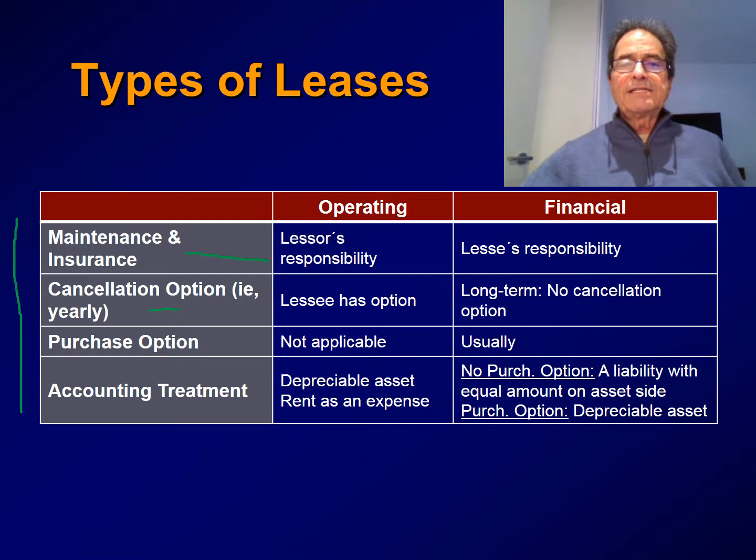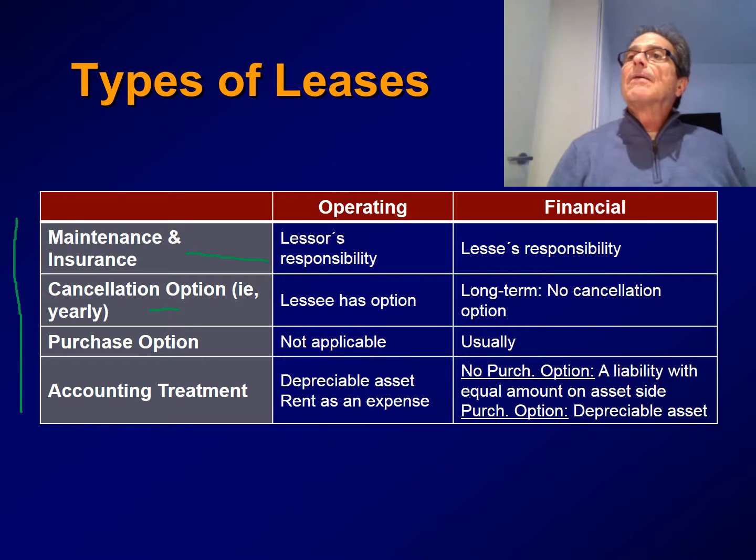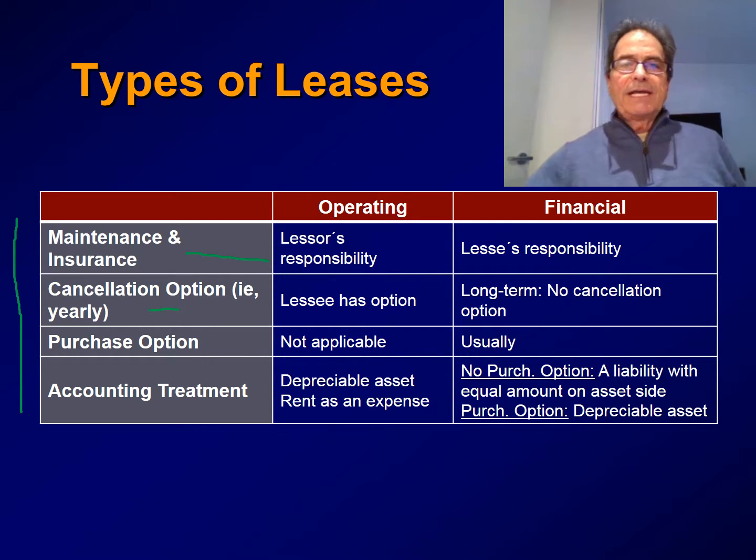The second characteristic is the cancellation option. That is, the right that the lessee might cancel the contract at any time. In the case of the operating lease, the lessee has the option to cancel the contract, usually once a year. In the case of the financial lease, we are talking about a long-term contract and there is no cancellation option.